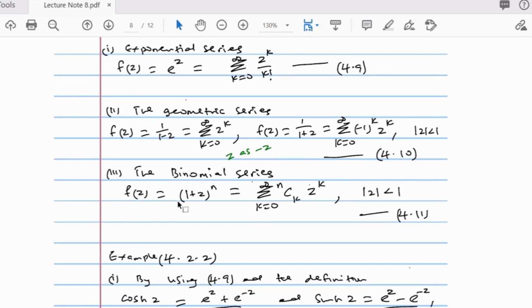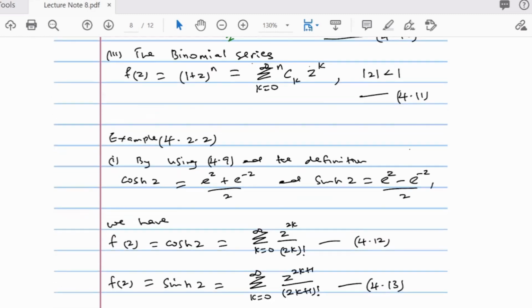If f of z is 1 plus z to the power of n, then the binomial series, or the Maclaurin series, or the power series at z0 of f of z, is summation k equals 0 to infinity of combination n choose k, z to the power of k. This is the power series at z0 equals 0 of f of z equals 1 plus z to the power of n. The circle of convergence is modulus of z less than 1, so the radius of convergence is 1.